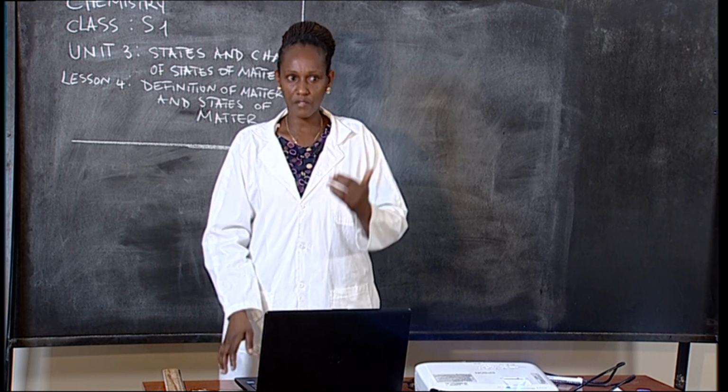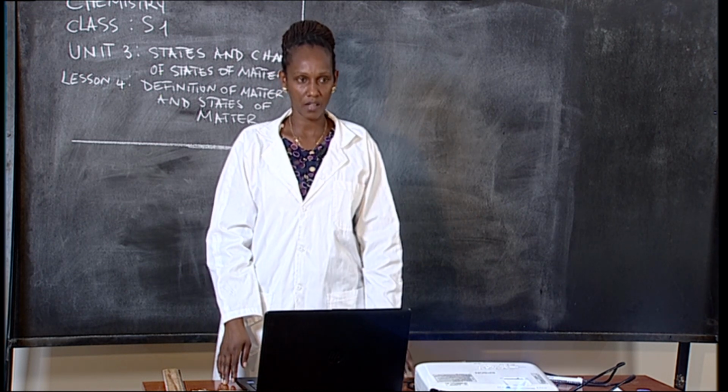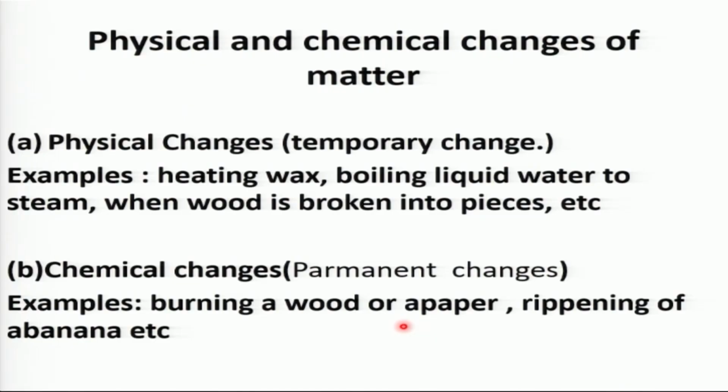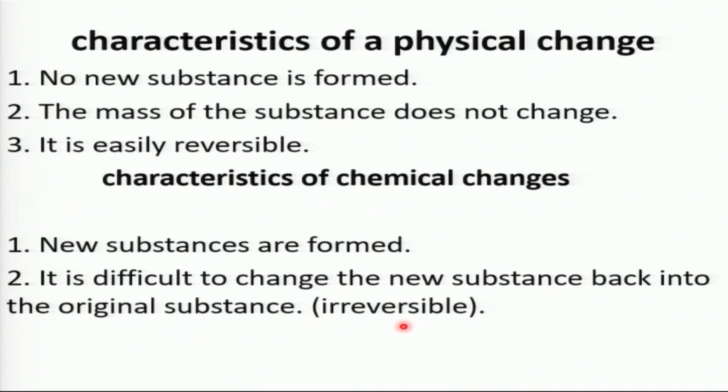All right? So think physical change and chemical change, you can easily tell if you're given some examples, you can differentiate this is a physical change, this is a chemical change. Those which are permanent, we call them chemical changes, and those which are not permanent, we call them temporary changes. All right? Good. So what are the characteristics of a physical change? In case of a physical change, no new substance is formed. As I said, when you get a wood and you break it or you cut it into pieces, it doesn't change. It remains as a wood.